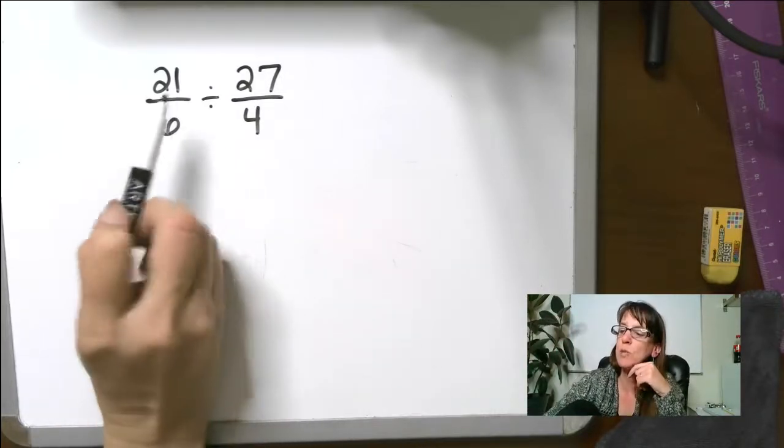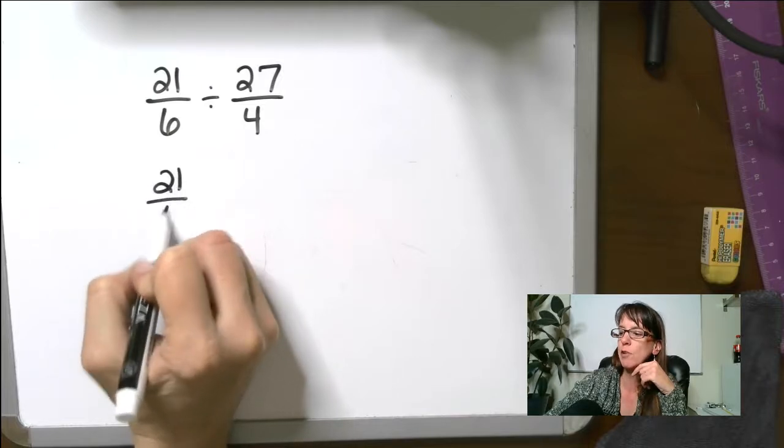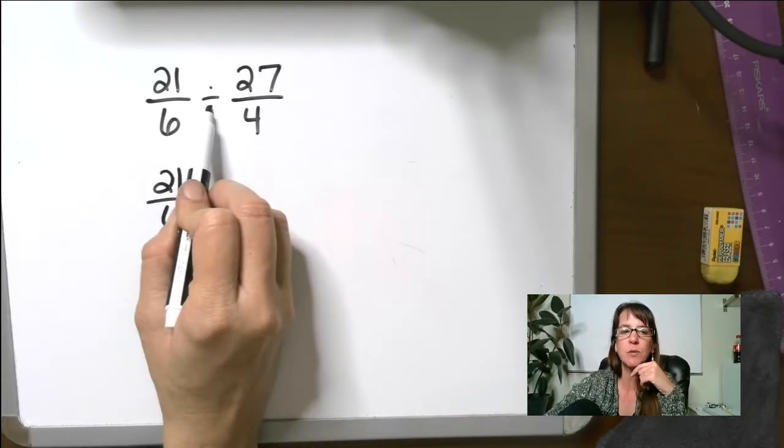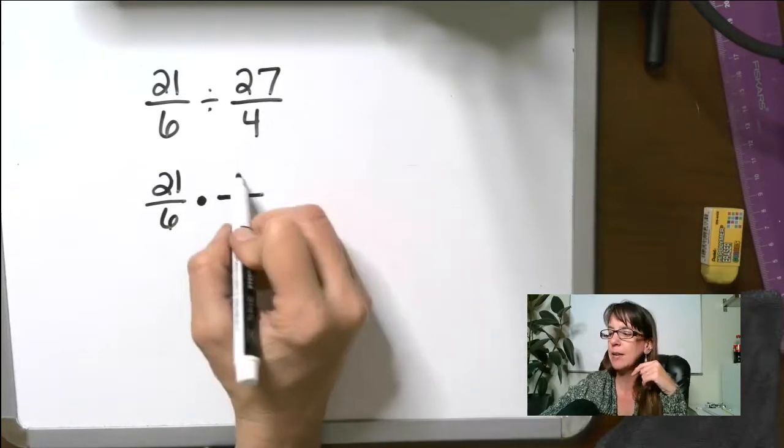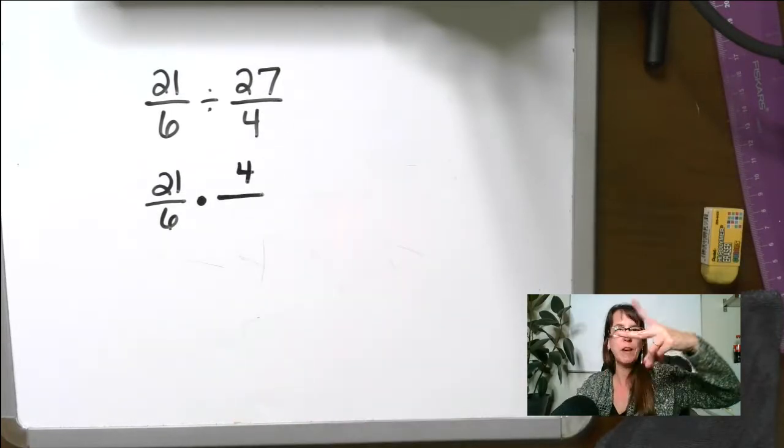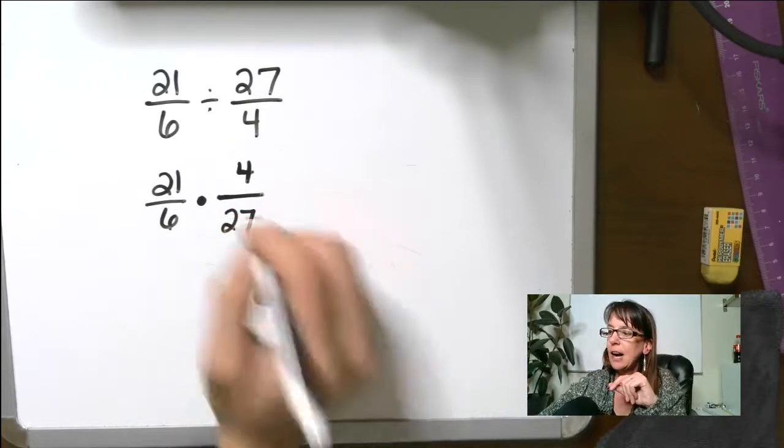This is how this works. You keep this first one, 21 over 6. You change this from division to multiplication. You flip this puppy around. So now the reciprocal is just flipping a fraction over like this. All right, so I flipped that around.